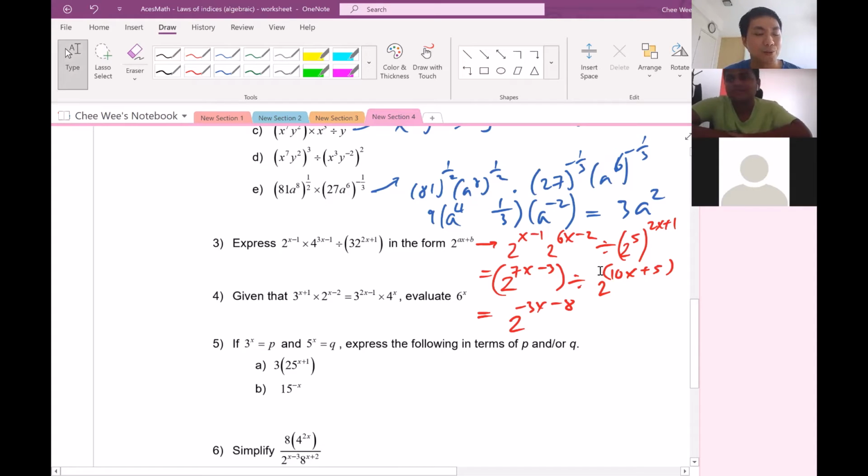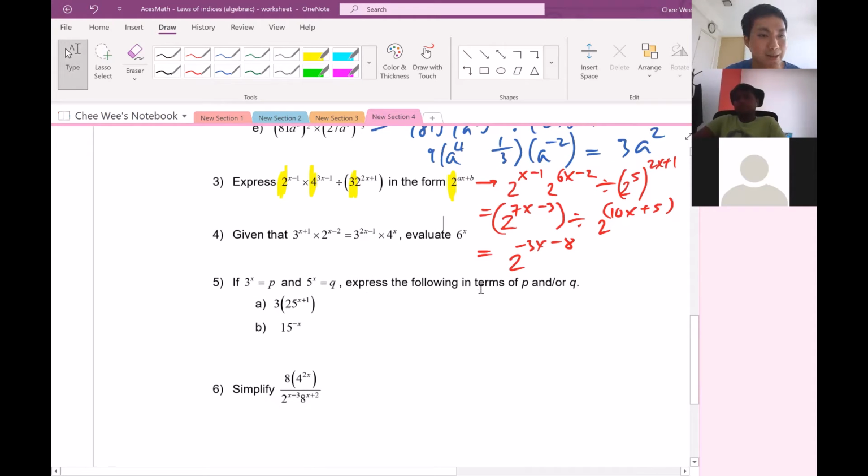So for both of you, for questions like this where you have different bases lurking in the question, in this case 2, 4, and 32, you must look at what the question is seeking right away. Clearly in this case, the question is seeking base 2. You must recognize that 2, 4, and 32 can all be converted to base 2, and that's the direction you should move in. So turn them all into base 2, then use laws of indices to simplify them all together. So that's how question 3 is done.